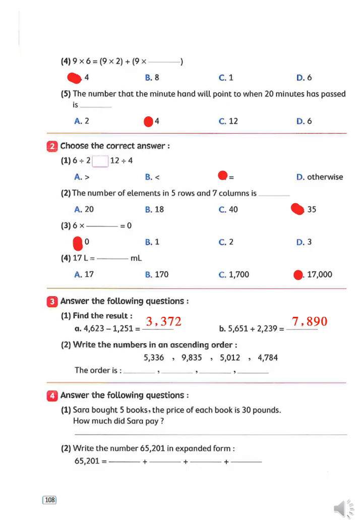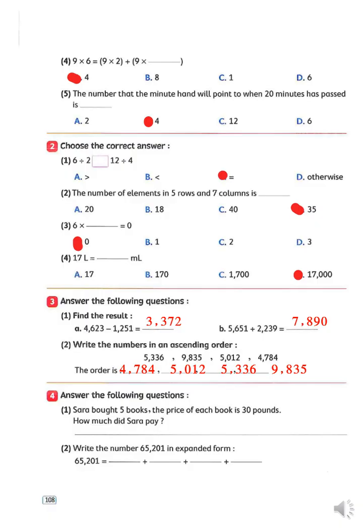Write the numbers in ascending order from the least to the greatest. The least number here is 4,784. The next, 5,012. The next, 5,336. The next, 9,835.